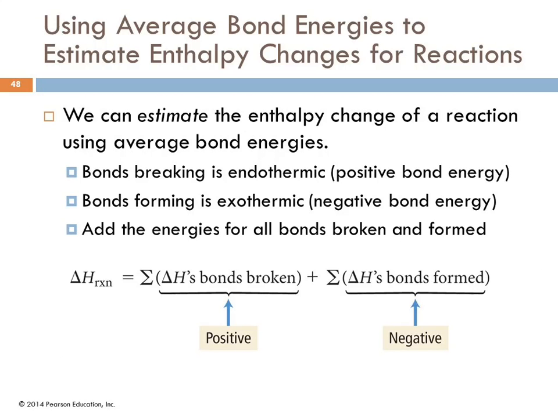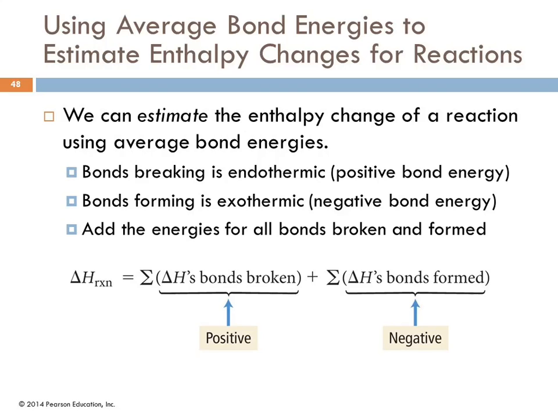So we can estimate, and this is just an estimate, the enthalpy change of a reaction using these average bond energies. What we do is look at what bonds are being broken. Breaking is endothermic, positive bond energy. You have to put energy in to break that bond, right? That makes sense. You have to smash it. When bonds form, energy is released, because of the law of conservation of energy.